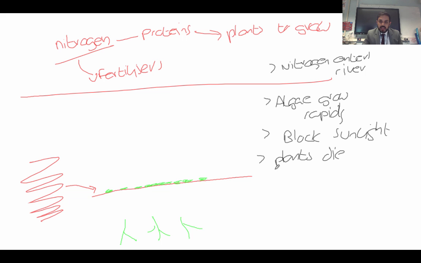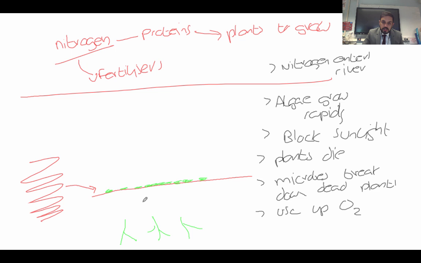Now what happens when things die? Microbes break down dead plants. So microbes are like bacteria. So bacteria break down the plants. Now when they break down the plants, what does that mean? That means as they're breaking down the plants, they also use up O2. They use up the oxygen. So what happens to the poor little fishies? Well, the fishies die. Rest in peace, fishes. So the fish die.